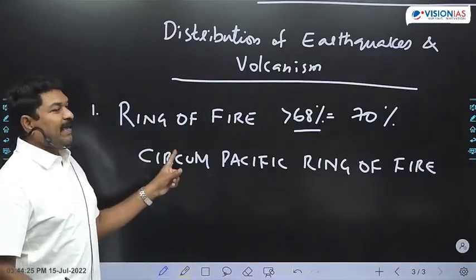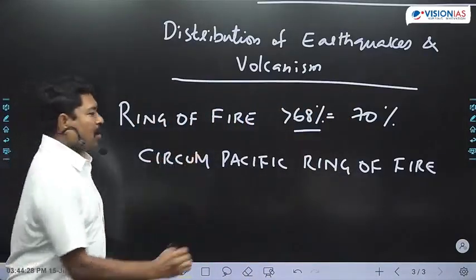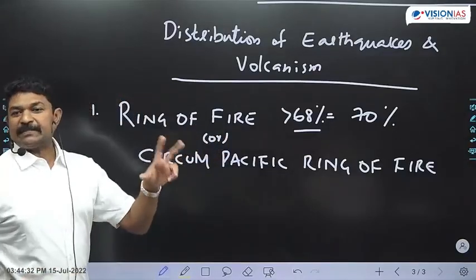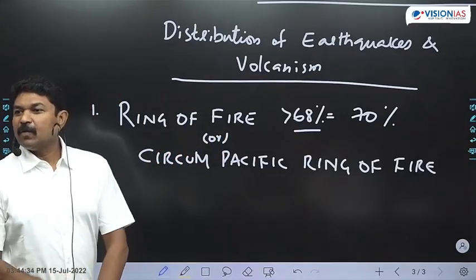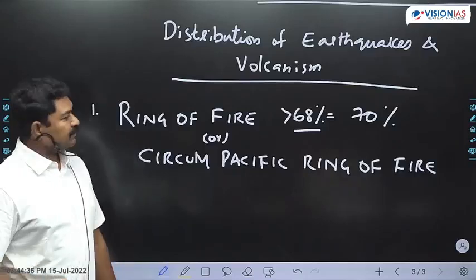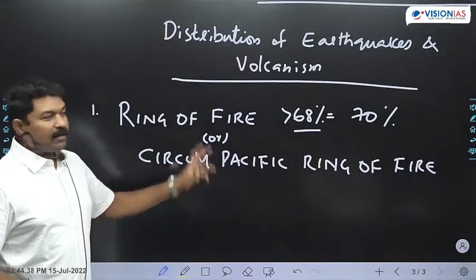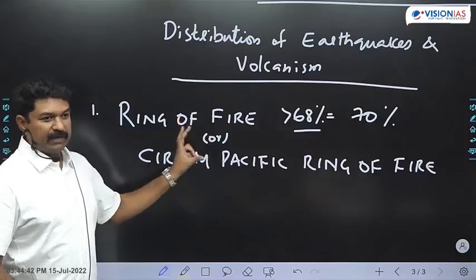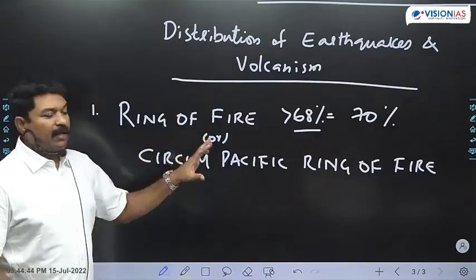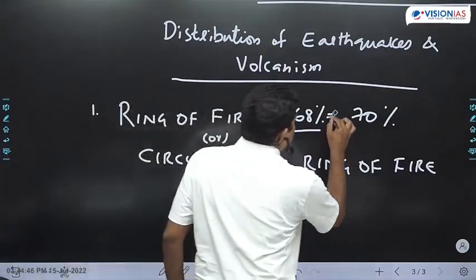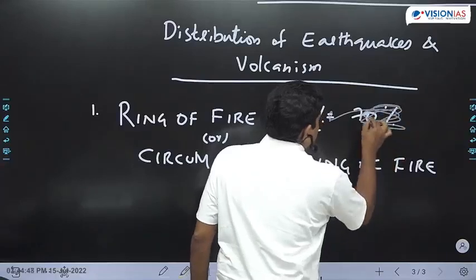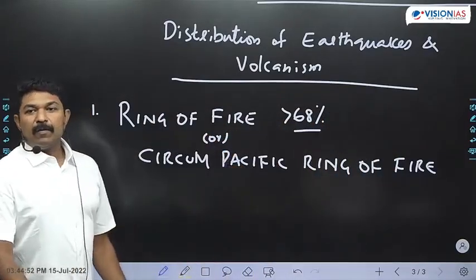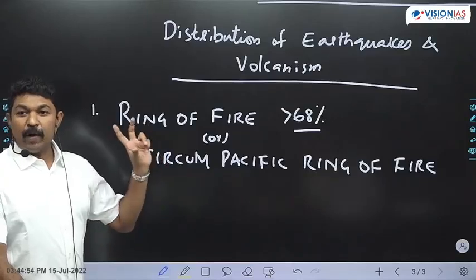See the name? The name is called simply Ring of Fire. Also it can be called Circum-Pacific Ring of Fire. What is this Circum-Pacific Ring of Fire? Give the heading as the distribution of earthquakes and volcanoes, and write on the first place where you can give one number. More than 68% of the volcanism and earthquakes are restricted to one area.